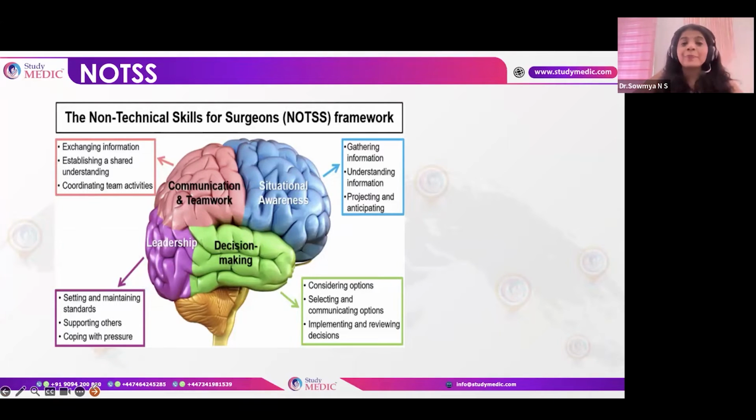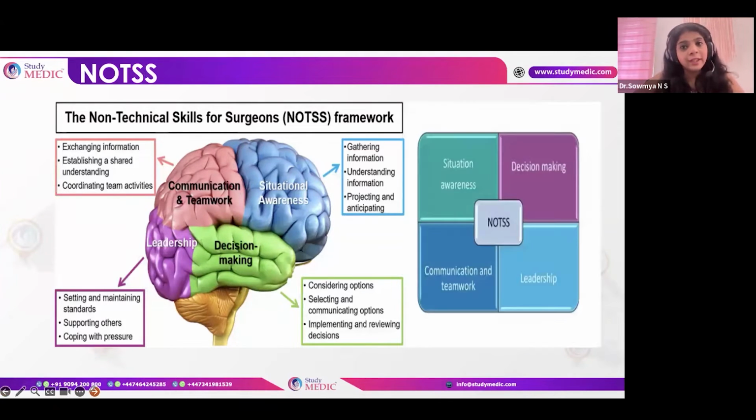What about NOTS? NOTS is non-technical skills for surgeons. It has 4 things. One is situational awareness. For example, you are assisting a cesarean section, or any surgery, or you are doing any surgery, you verbalize and think about what is going to come next. You can say that the additions are more, sister, keep additional instruments, or you ask your consultant to be around. That is situational awareness, to understand that there could be difficulties.